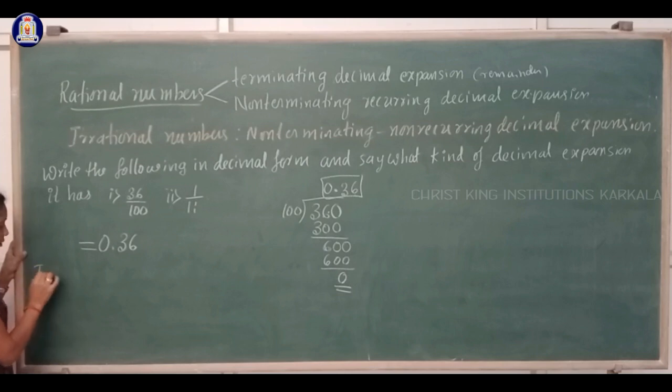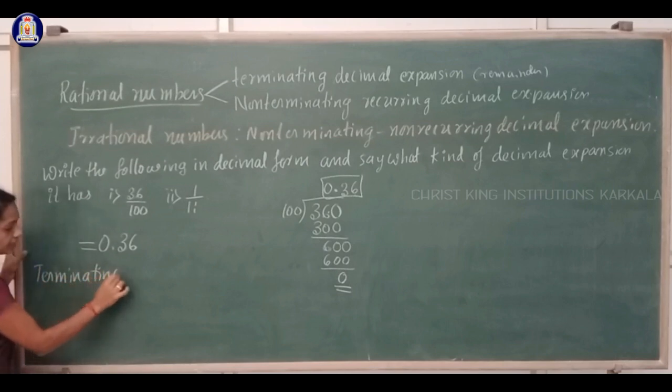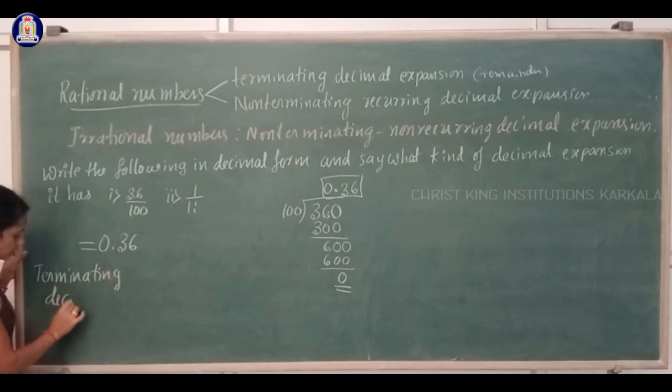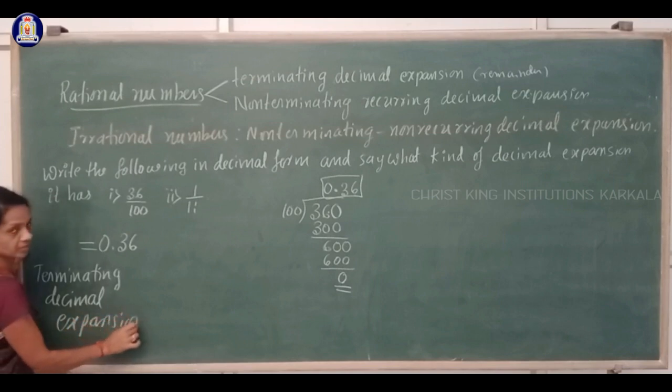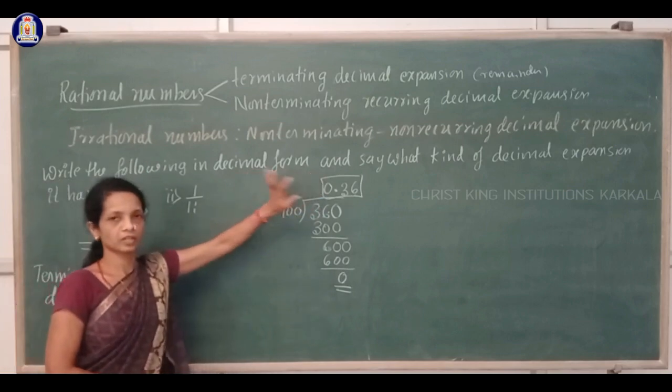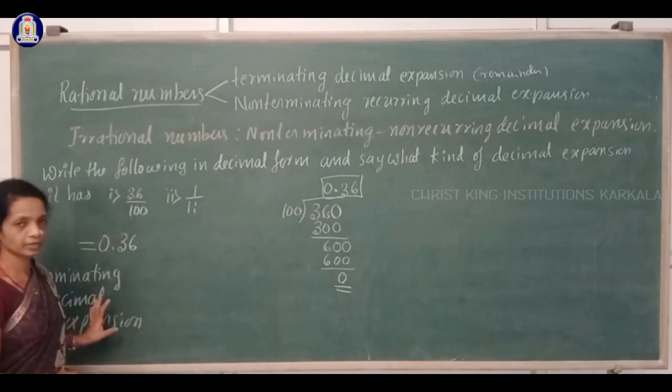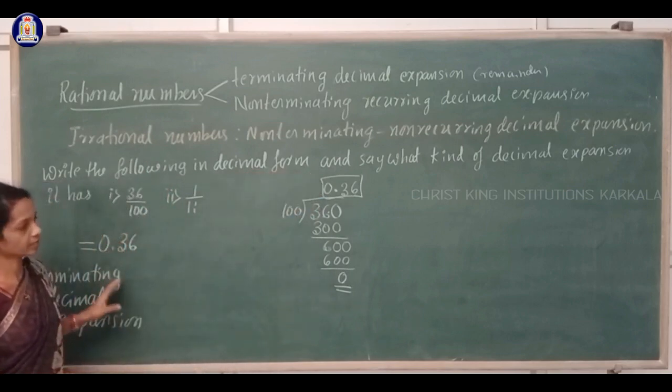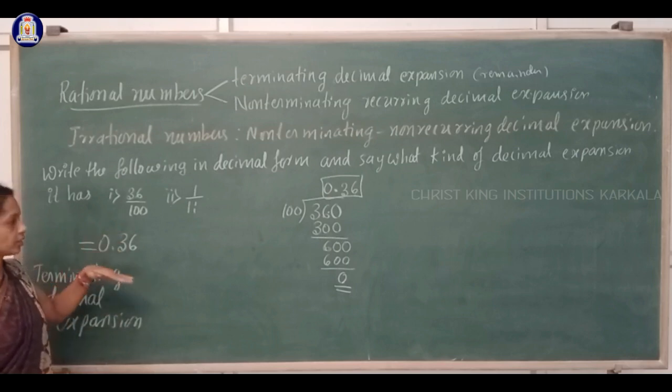This is a terminating decimal expansion. Okay. Don't miss writing this. After finding the decimal expansion, you have to write this. Okay, which type of decimal expansion this is, that you have to write below that decimal expansion.